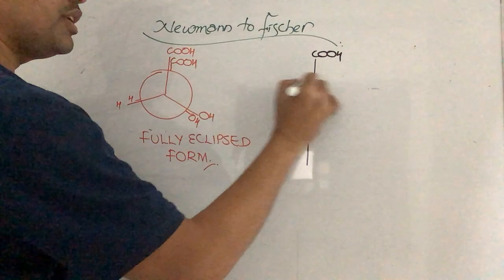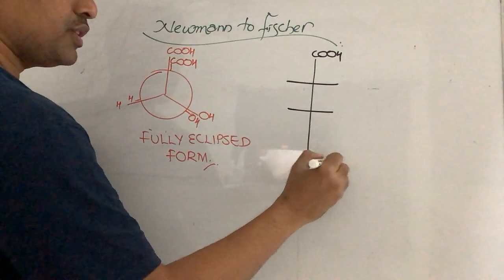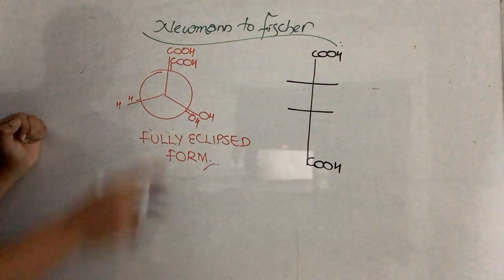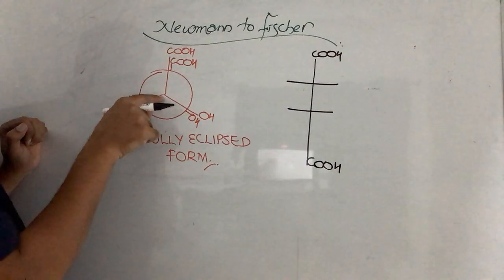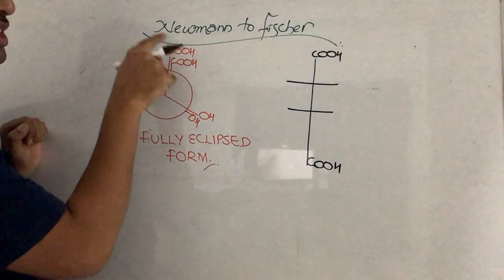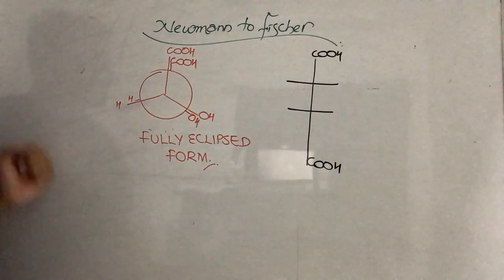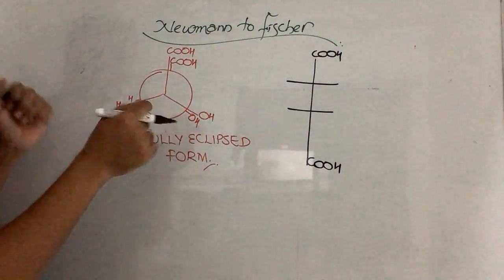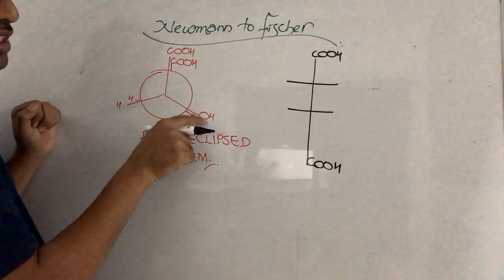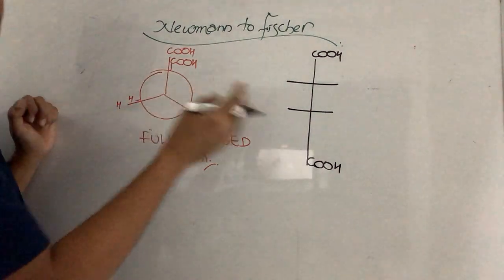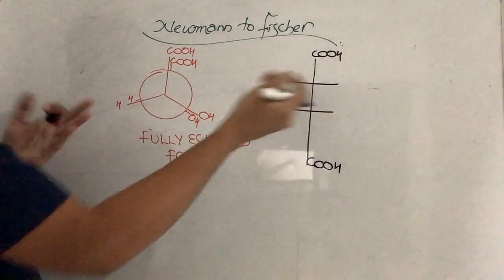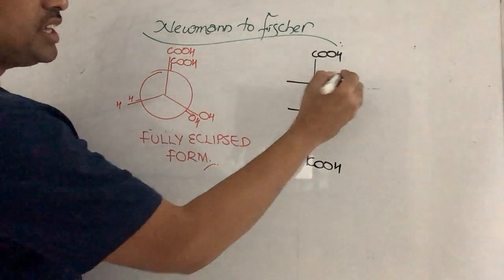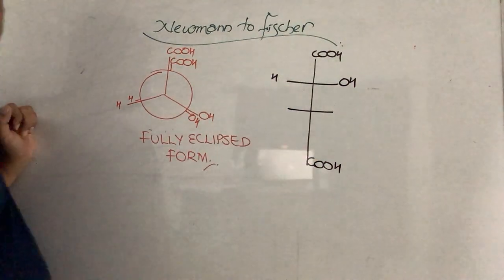COOH, COOH. Now two carbons are here and the last one COOH. So this is like one straight line. Now on the line you are writing. Just see, this is the first carbon. On this, OH is here and hydrogen is here. If it is on the right side, we write it on the right, if left side, on the left. Now OH is on the right side here, and here is hydrogen.